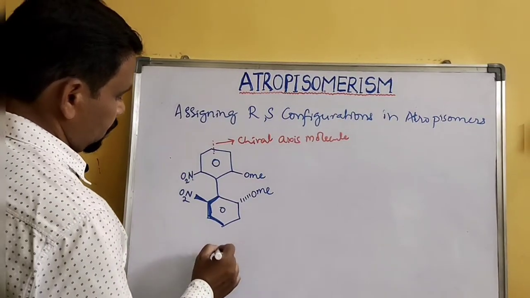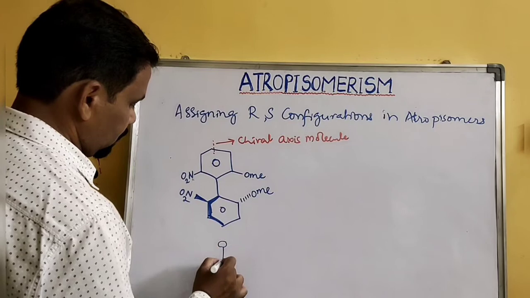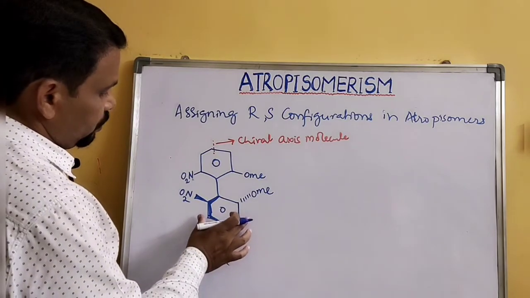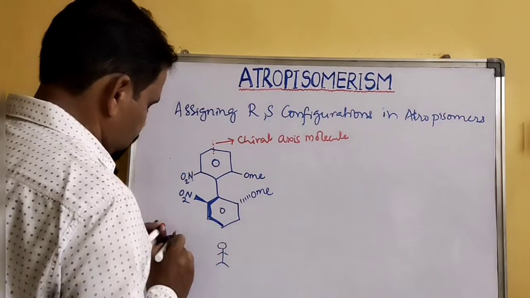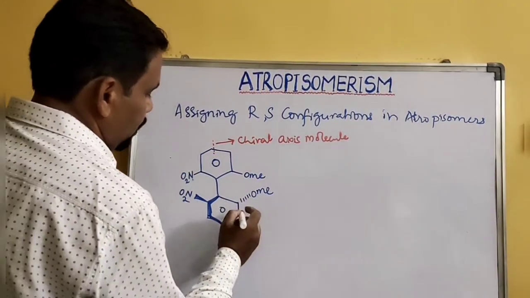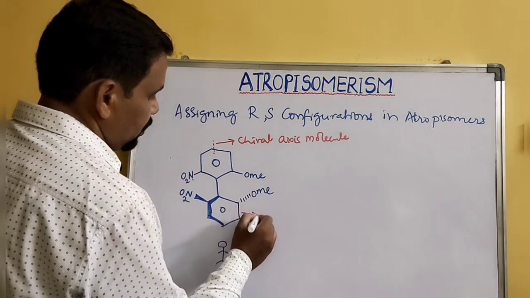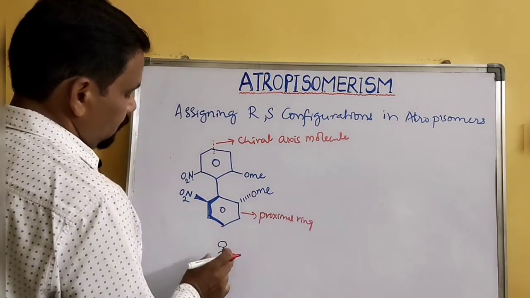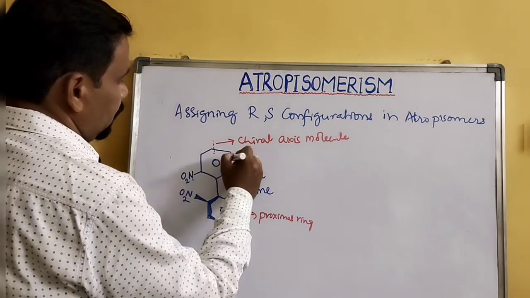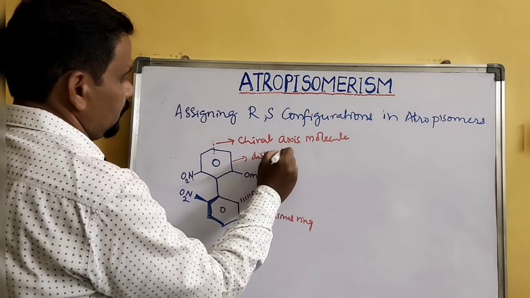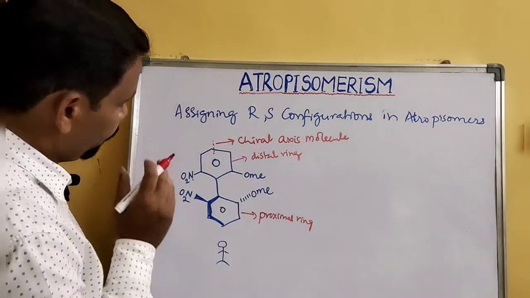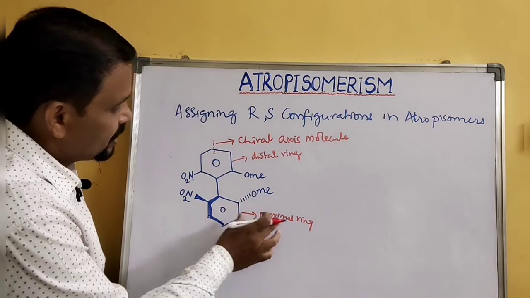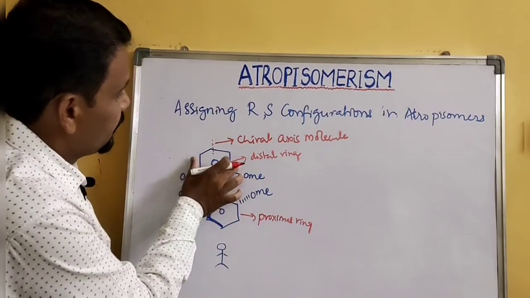Suppose you view this molecule from this side. Which ring is near to you? This ring. The nearer ring is called the proximal ring, and the ring away from you is known as the distal ring. If you view this molecule from this side, the nearer ring is considered the proximal ring, and the away ring is considered the distal ring.